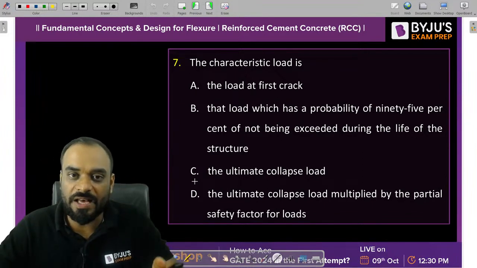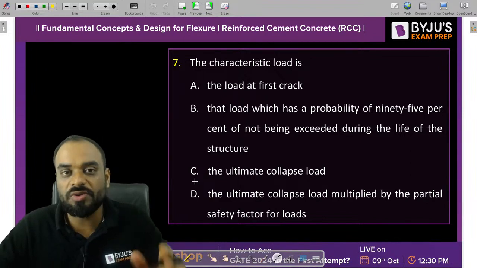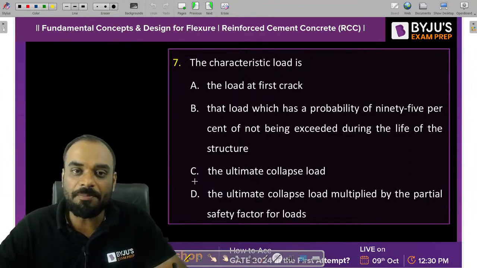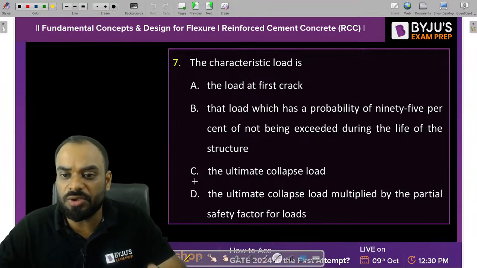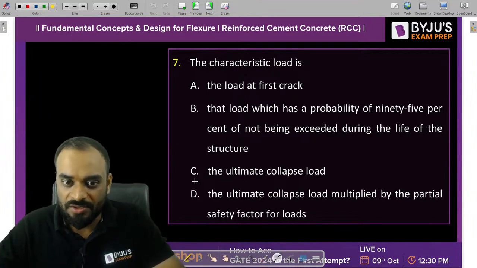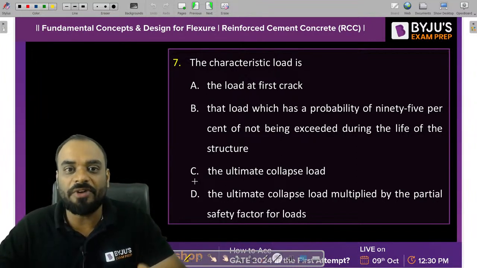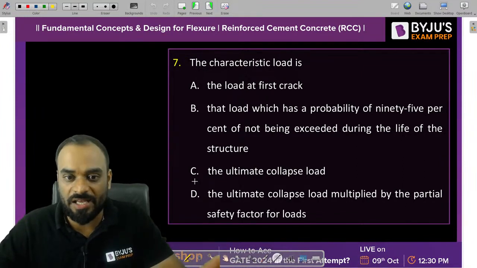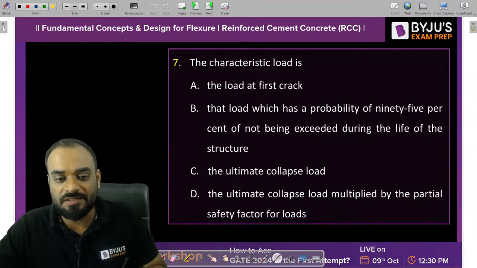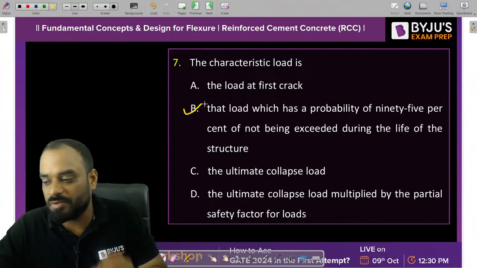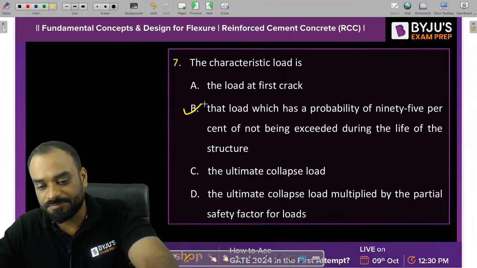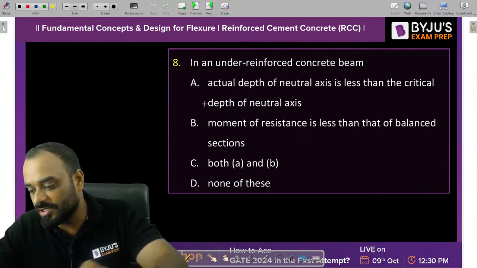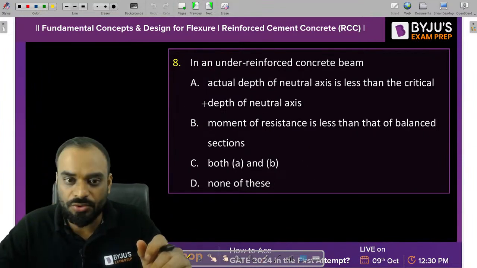This load is nothing but the value of load which will have a probability of 95% of not being exceeded during the design life of the structure, right? So you can say that, guys, there are only 5% chances by which your load may exceed during the design life, right? So in this case, the characteristic load is our option B. B is the correct answer. Very nice, Asif, Krishna, Wali, Sanjeet, Santu.